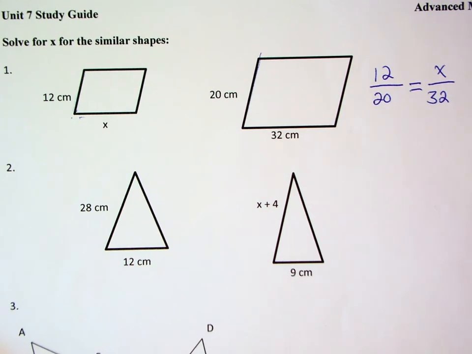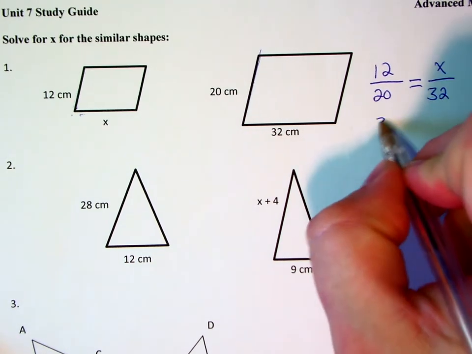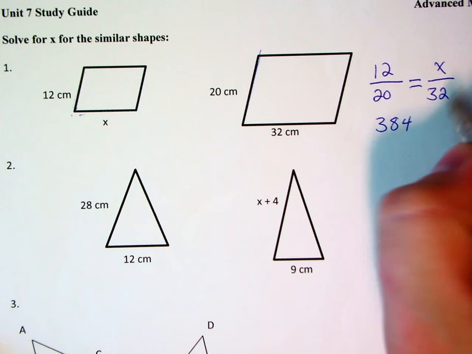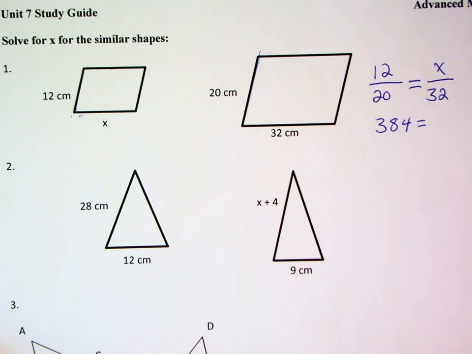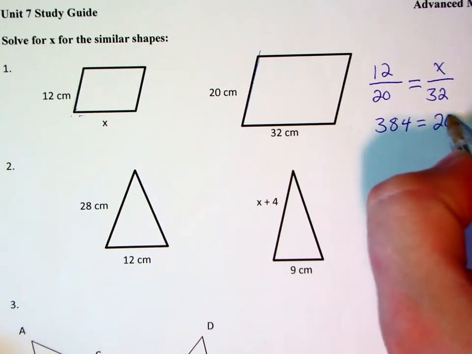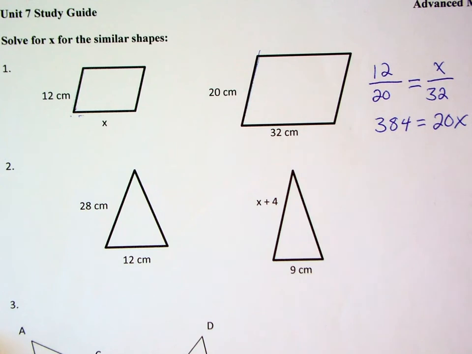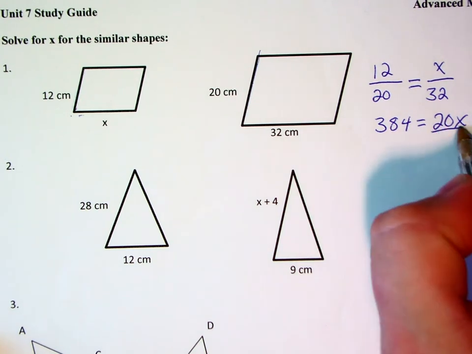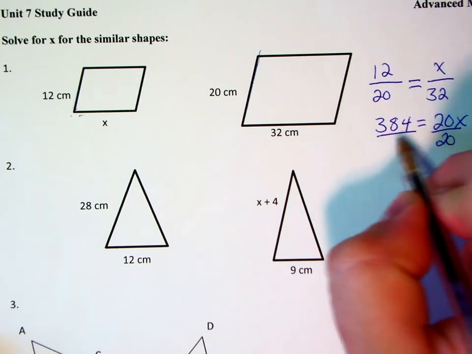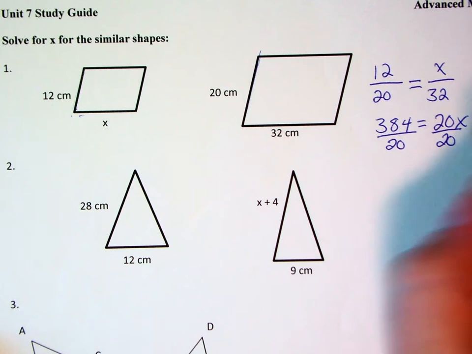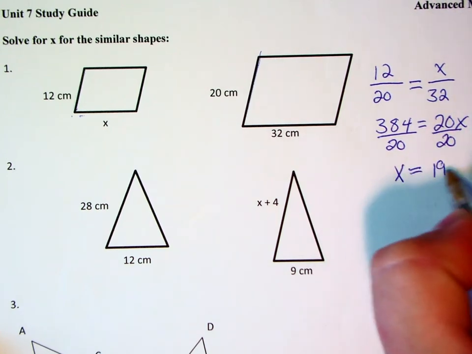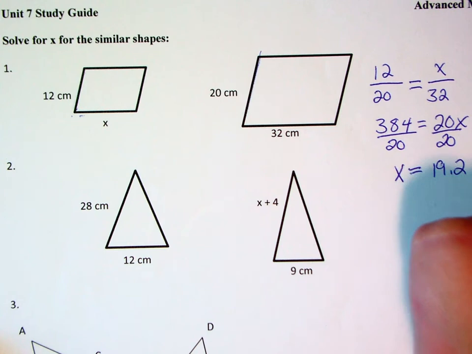So 12 times 32 is 384. 20 times x certainly is 20x. Now we divide both sides by 20. And we will determine that x equals 19.2 centimeters.